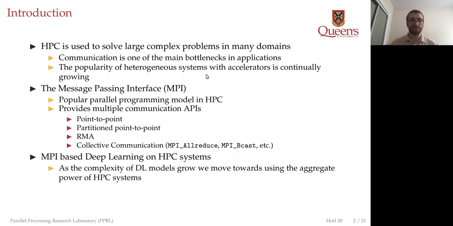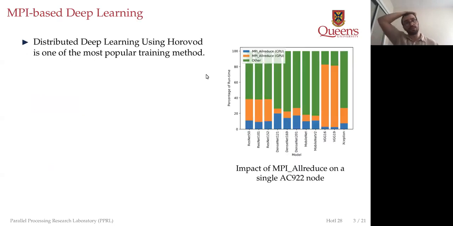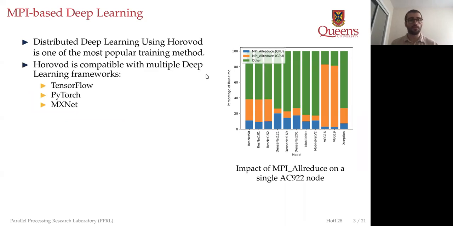And as the previous speaker said, we've seen a large growth in deep learning in recent years, and especially on HPC systems. And these HPC systems use the aggregate power to solve complex deep learning tasks. So let's go a little bit deeper into MPI-based deep learning. One of the most popular frameworks for distributed deep learning is Horovod. And Horovod is compatible with a few different deep learning frameworks such as TensorFlow, PyTorch, and MXNet.